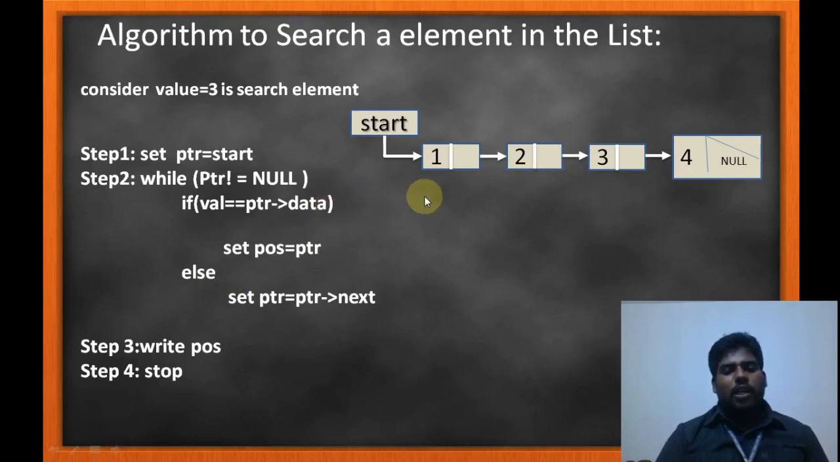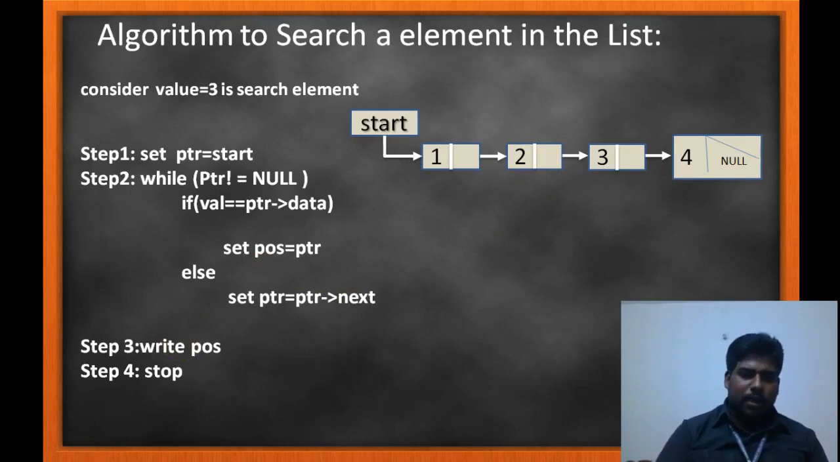Now val 3 equal to, here also pointer dot data is 3. So the condition is true. So set position equal to pointer. The particular pointer value's position will be stored into the position. Then I am printing the position. So this is the algorithm to search whether the particular element is present or not.